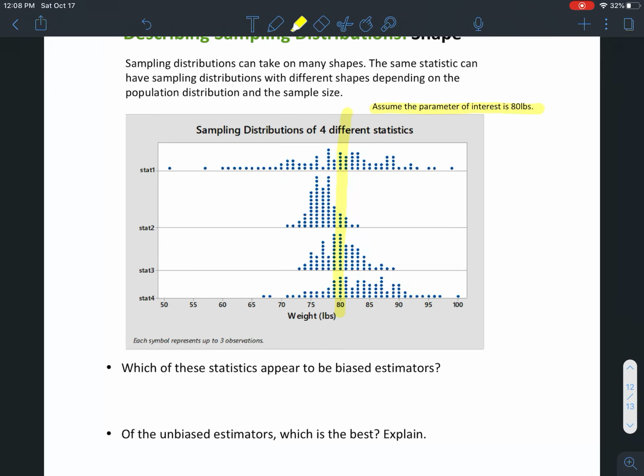Now the first question is, here's stat 1, 2, 3, and 4. Which of those appear to be a biased estimator?